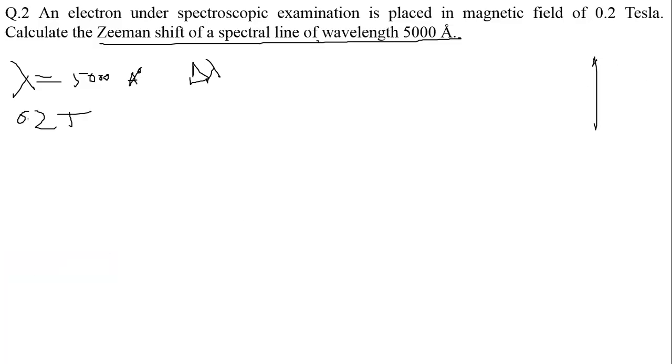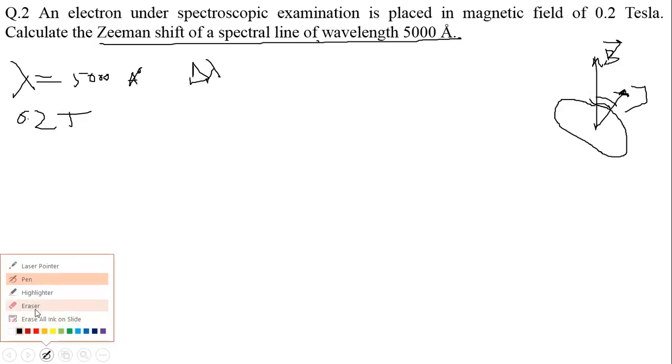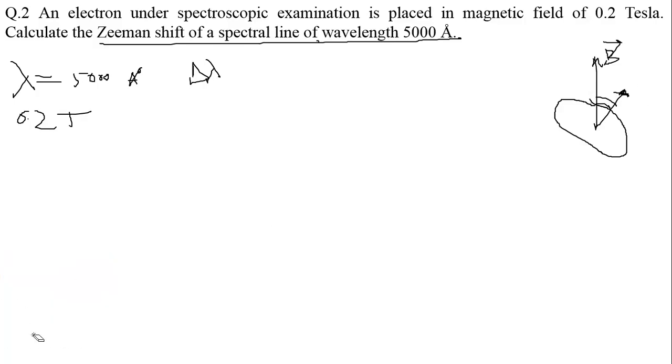So if this is the applied magnetic field direction, then the orbit of the electron revolves around the magnetic field. If L is like that, and the angle between them is theta, this is L. The angle between the L vector and B vector depends upon the strength of the magnetic field. So basically, this L precesses around the magnetic field.